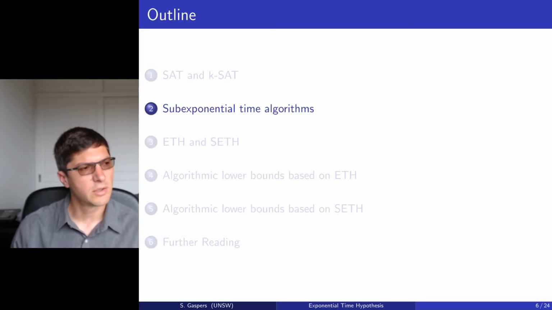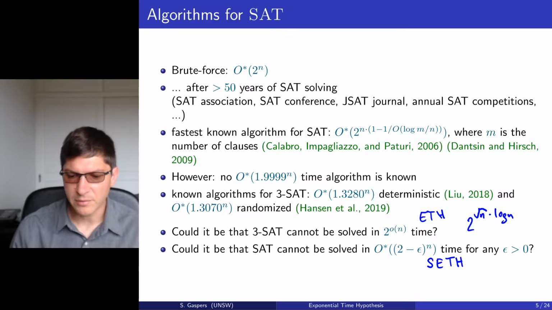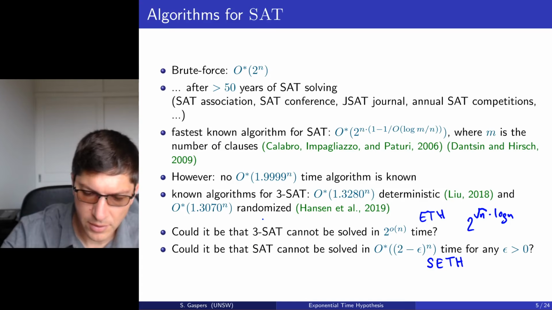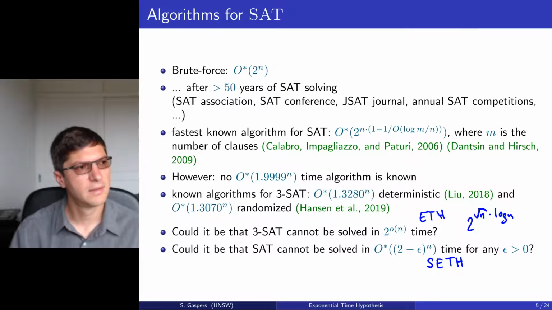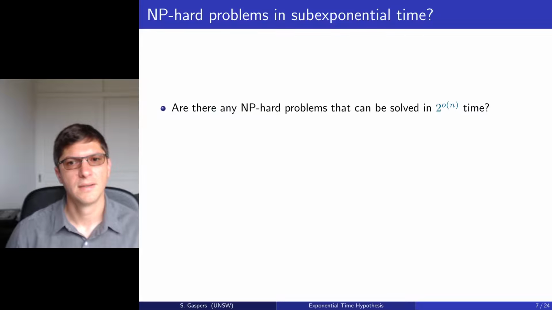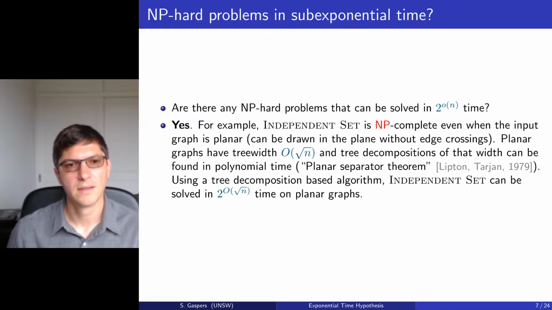So we're talking about possible sub-exponential time algorithms for the satisfiability problem. But does that make sense at all? Are there NP-hard problems that can be solved in sub-exponential time? The answer is yes. For example, the independent set problem remains NP-complete even when the input graph is planar.